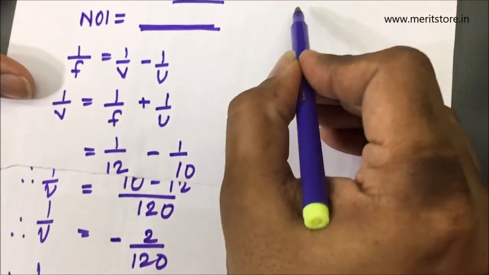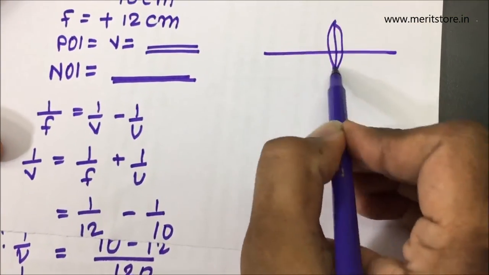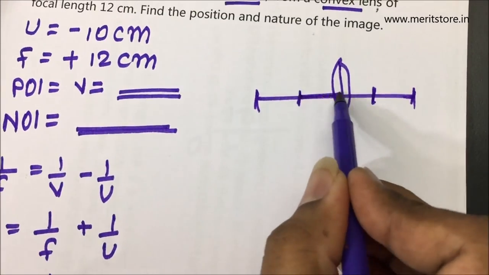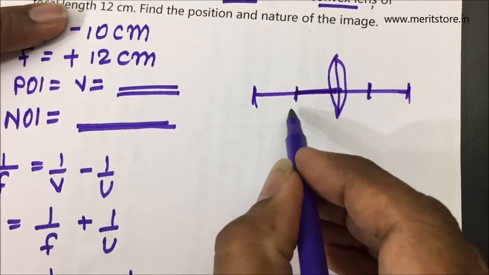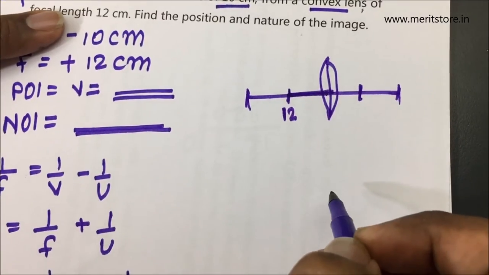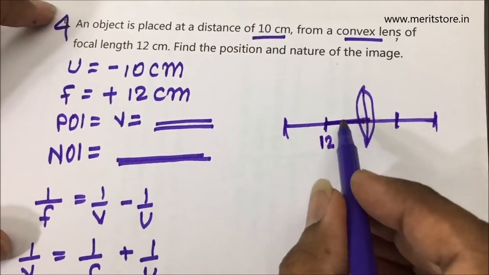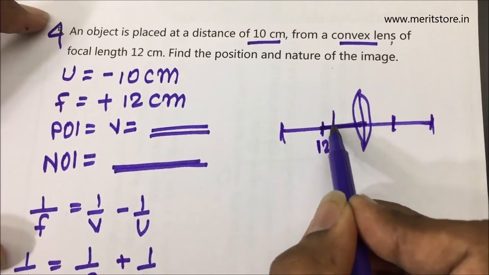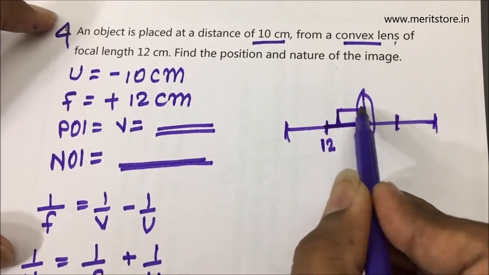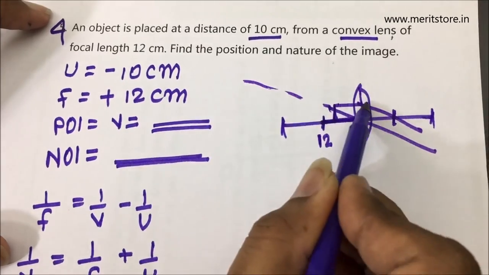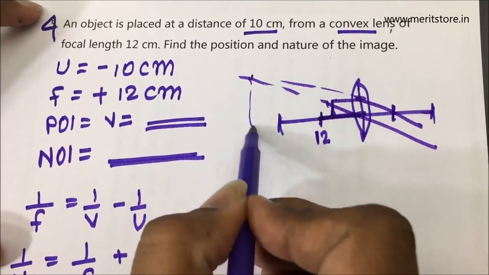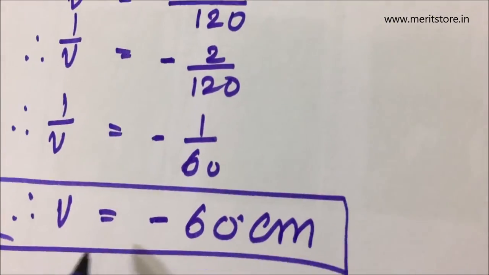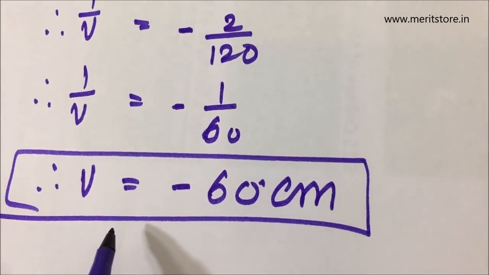In the sum, if you just keep this in your mind, this is the convex lens, focus, double the focus, focus, double the focus. How much is the focus? The focus is 12 centimeters. This is 12. Where is the object placed? 10 centimeters inside the focal length. So where is the image being formed? The image will be formed this side, correct? So it's formed this side, meaning the V is negative. Therefore, your V that we just got is negative.